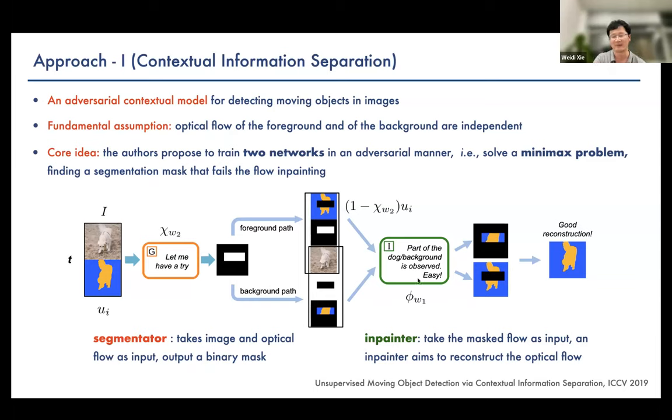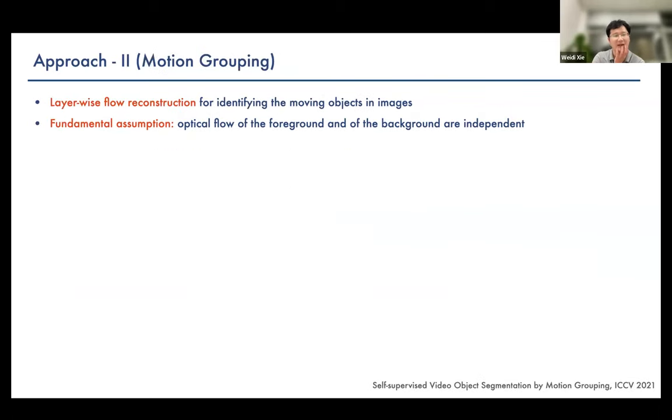And so you just optimize this loss until the segmenter gets the perfect dog, and your inpainter can never inpaint it back. So that's the idea. That's the first approach. And the second approach is also based on flow reconstruction.